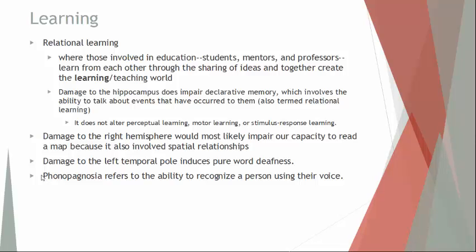The damage to the left temporal lobe produces what's called pure word deafness. And what this means is you are unable to comprehend language when it's spoken to you. The person speaking to you may be speaking regular, legitimate words and phrases, but you don't hear that. You just hear a jumbled noise. You don't hear individual words that mean something. So you're unable to distinguish what's being spoken to you.